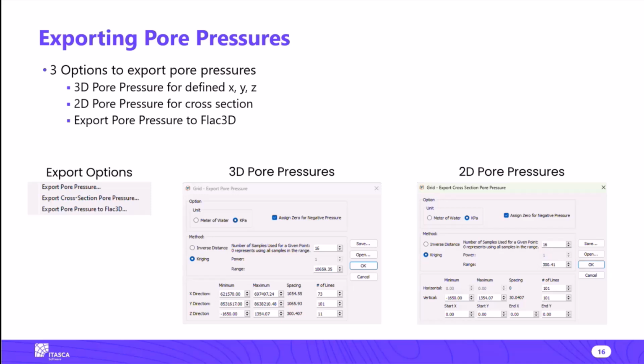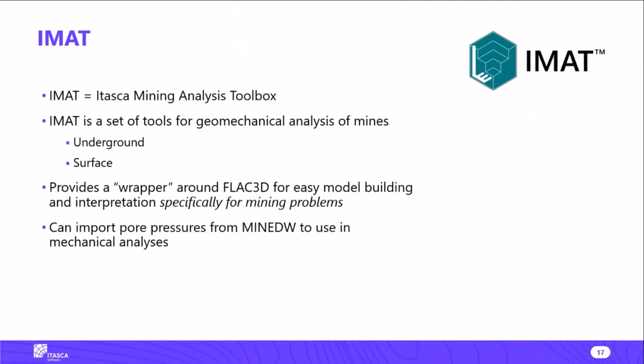Once we do that, we can now hand this over to Jim, who will show you how to analyze the pore pressures in iMat. This is Jim Hazard. I will now talk about iMat. iMat stands for ITASCA Mining Analysis Toolbox. This is a relatively new piece of software being developed by ITASCA, and its purpose is to help you with geomechanical analysis specifically for mining applications. So right now this is being used for underground mining applications and also surface or open pit mining.